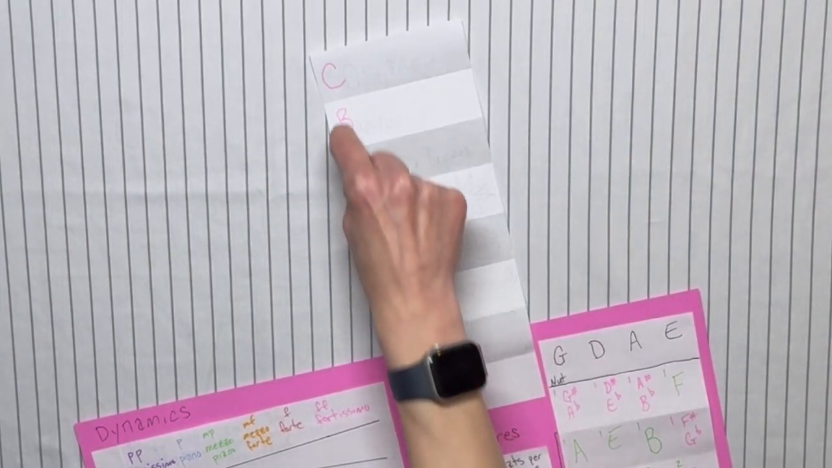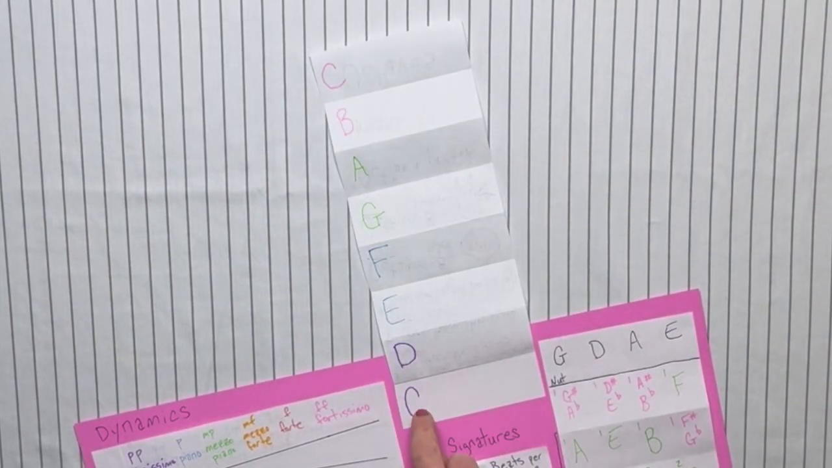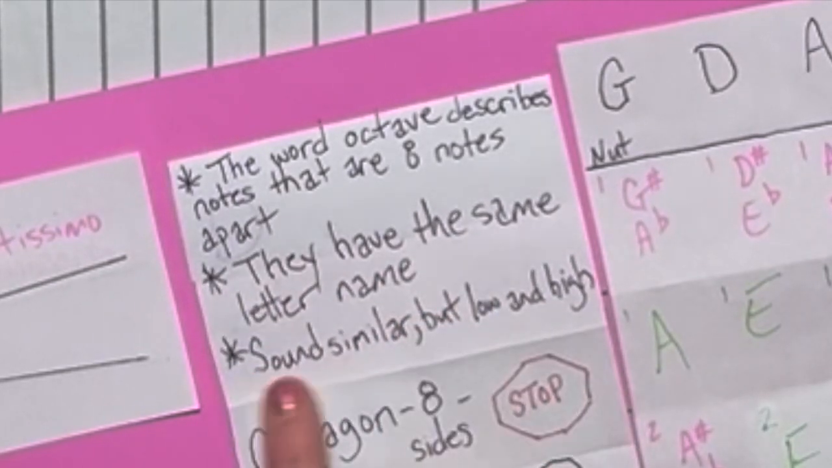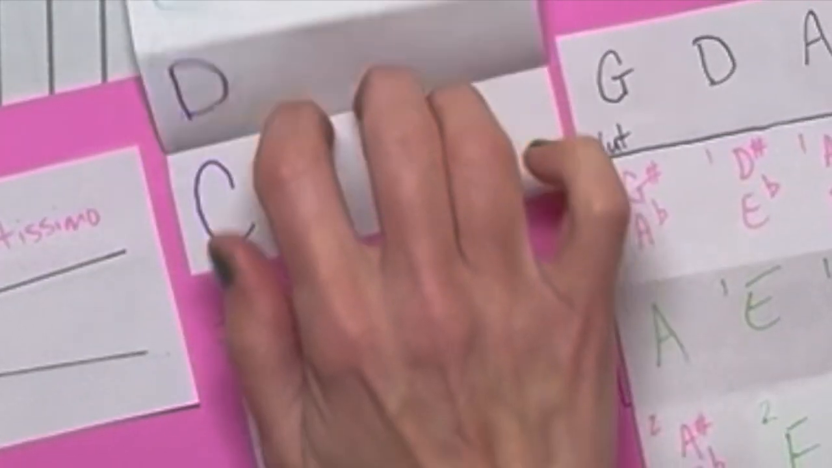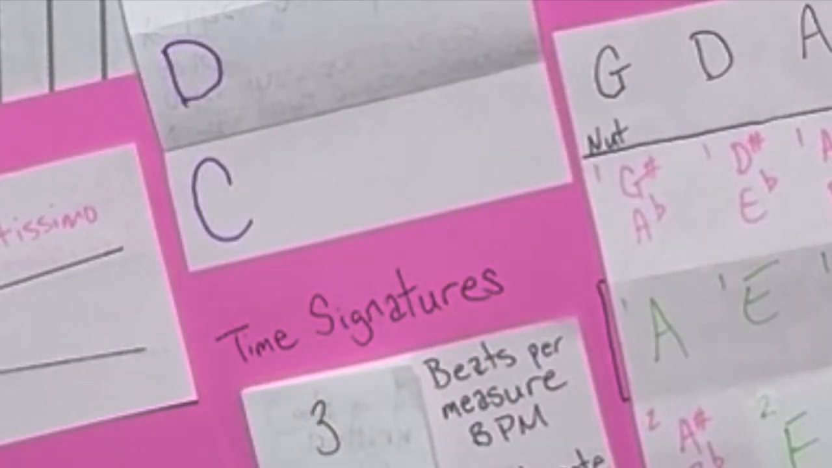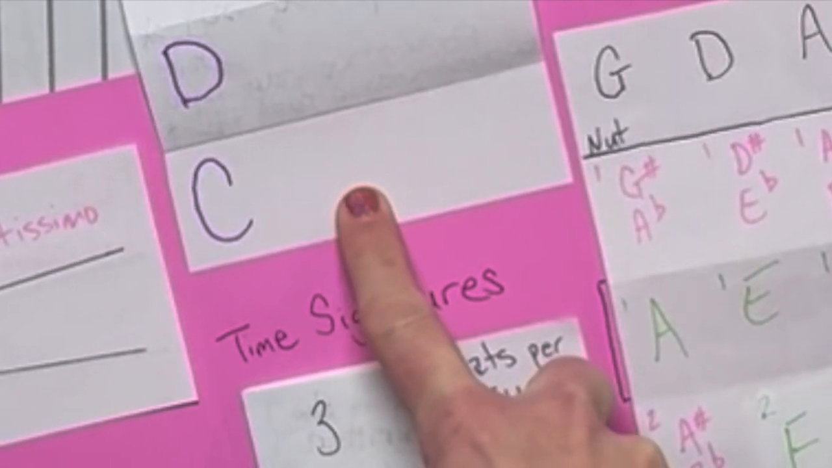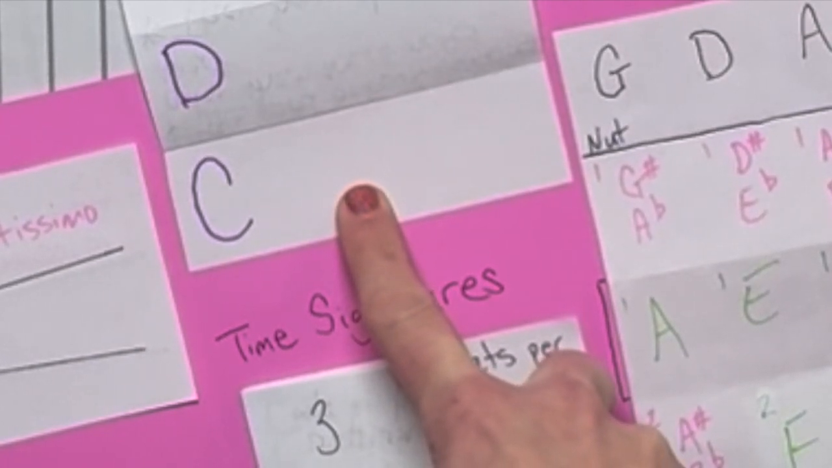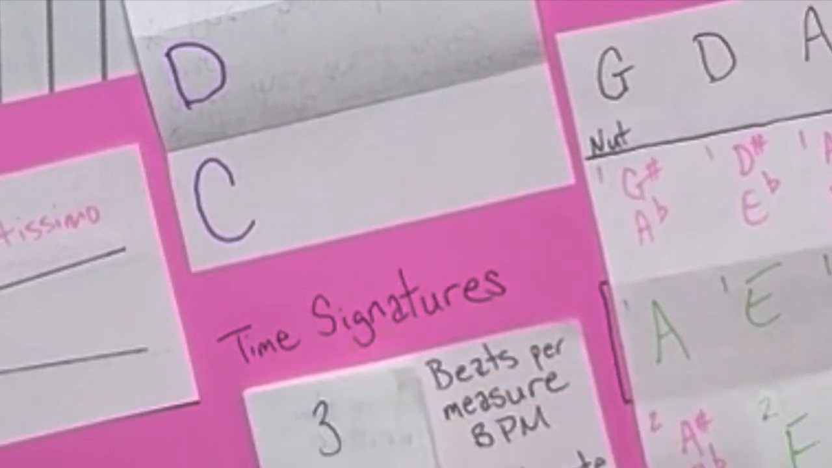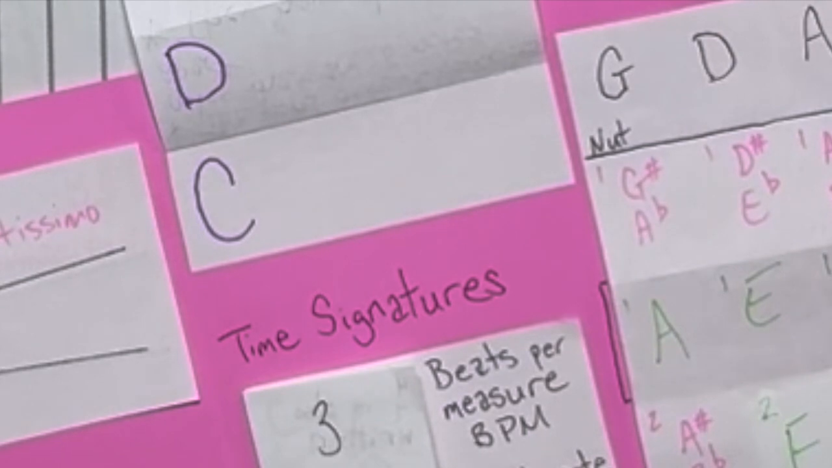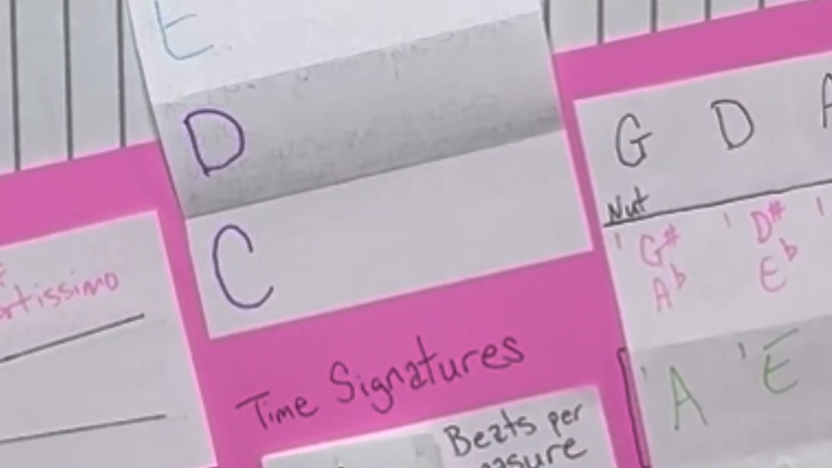So I drew this from the bottom to the top on purpose because this C, remember we wrote on this side, they have the same letter name and they sound similar but low and high. Well, what does that sound like? Let's hear some notes. I'm going to play a version of this C from a device I have off camera here. C. Keep that in your ear. Keep it in your mind. Now let's listen to this C.